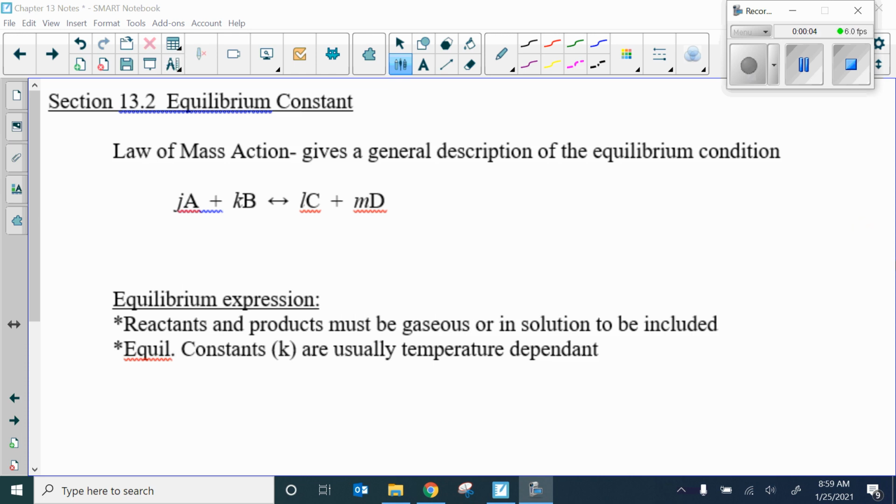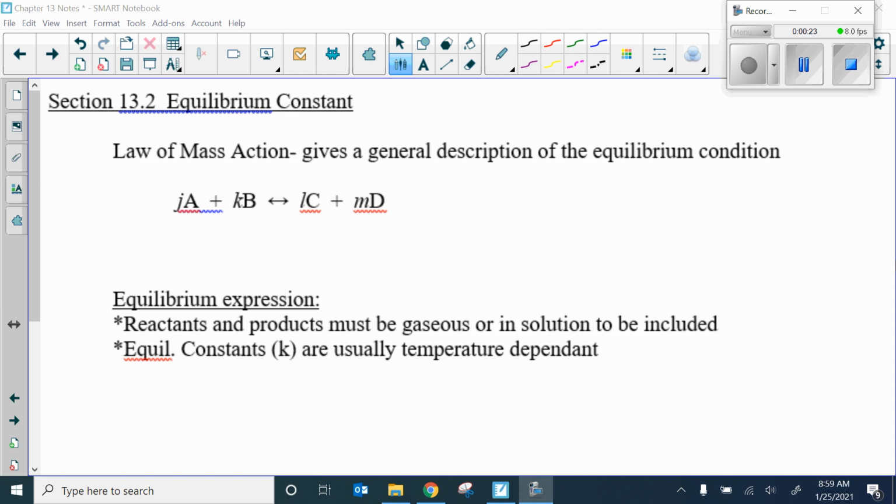Good morning, everybody. Here's part 2 of our equilibrium, and today we're going to start putting some values in here to figure out the equilibrium constant. How we're going to do that is we are going to use the law of mass action, and it gives a general description of this equilibrium condition.